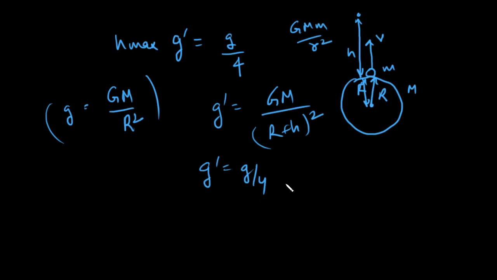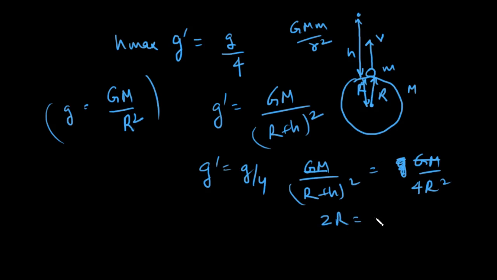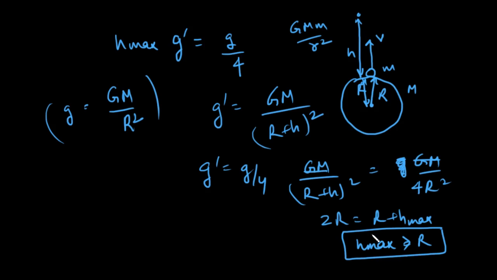This means GM by (r plus h) whole square is equal to GM by r square, times 1 by 4. GM gets cancelled out. We take the square root of this, and we get 2r equal to r plus h. H is h max, and h max equal to 2r minus r, which is r. H max is r. Alright, so now I want to find out the velocity at h max.